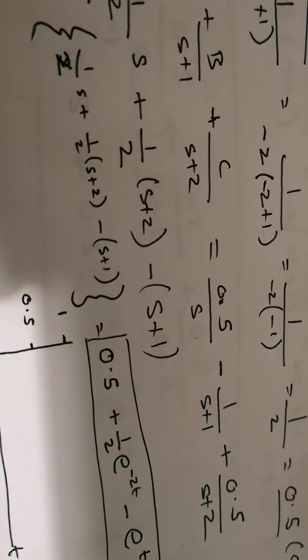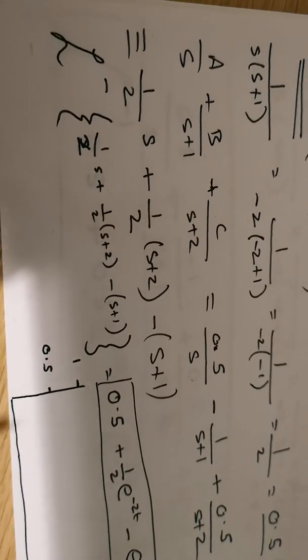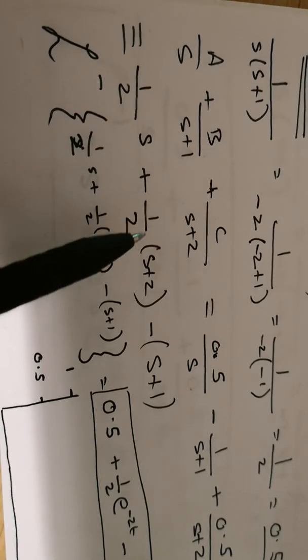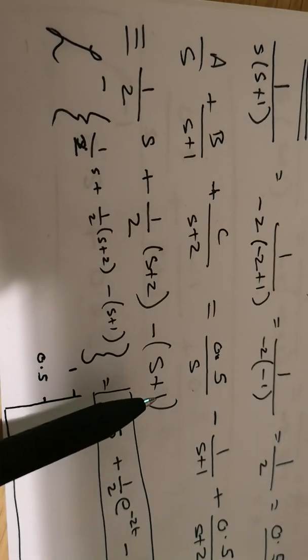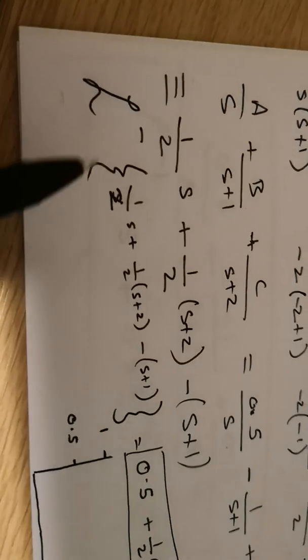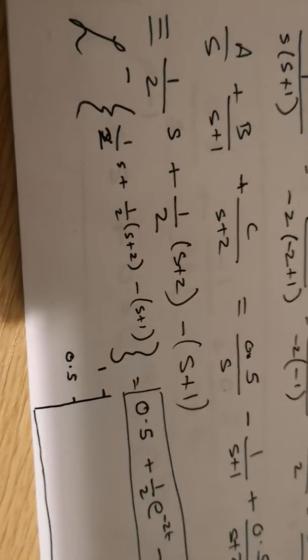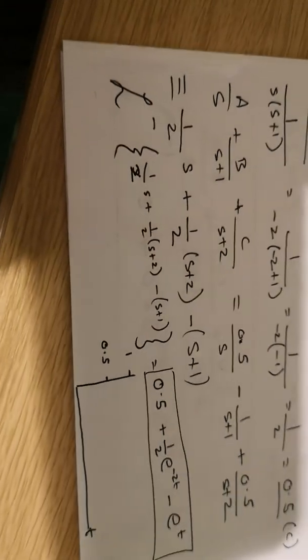Okay, and what do you do next? Next, I've got here s plus 1, I've got a half here, I've got s plus 1 here. So we're going to inverse Laplace the entire equation at the top. Okay, so let's inverse Laplace this.